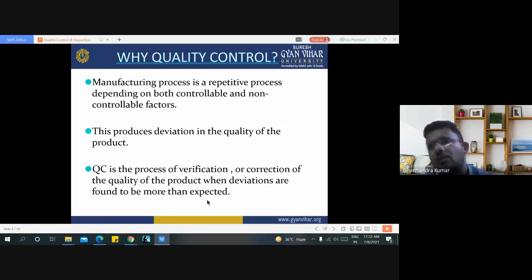It may be changes of raw material, it may be changes of machines, and sometimes changes of skilled or non-skilled labor also. This is the overall process of quality control. The changes are made for the deviation in the characteristics as per our described characteristics, which we have described or planned earlier.